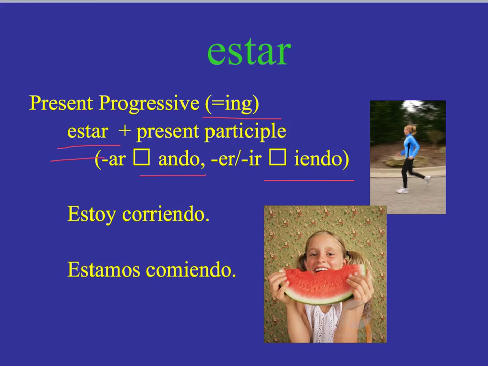So estoy corriendo. This comes from the verb correr. ER verb added IENDO, I am running. Estamos comiendo, we are eating. You have to have two parts, otherwise it won't make any sense. If I just said comiendo, you would have no idea who's doing that action. You need the estamos to know that we are doing it.